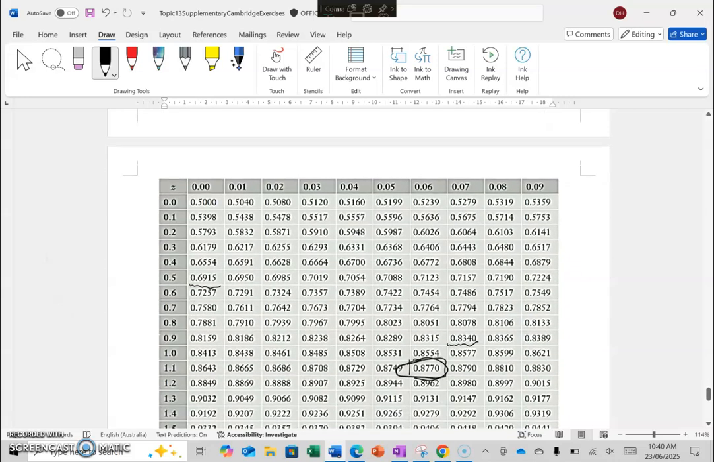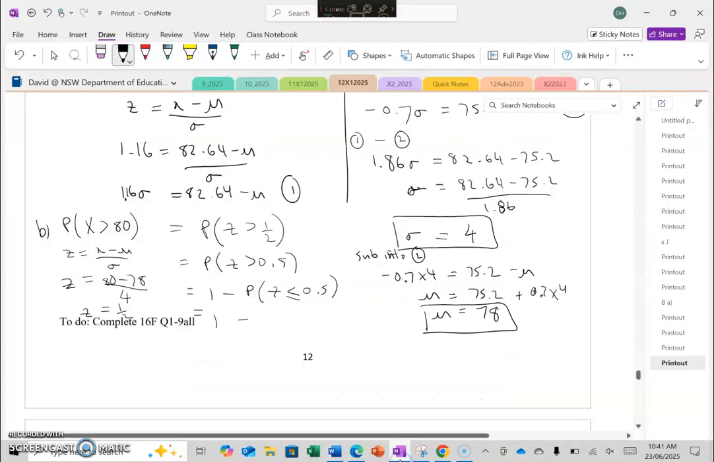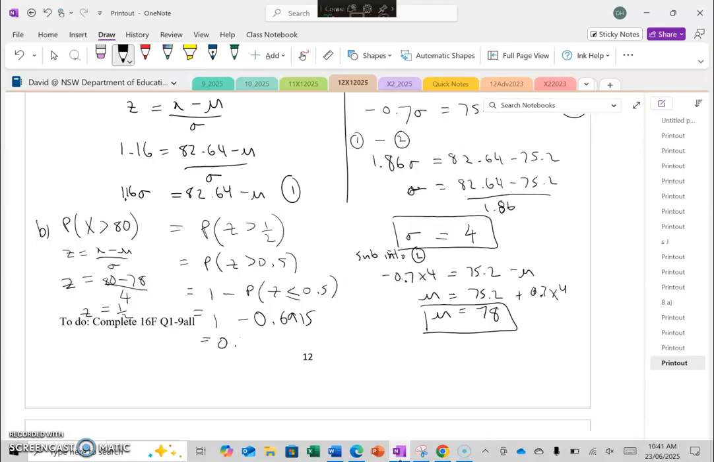0.5. There it is. 0.5 is 0.6915. And then you get your answer, which should be 0.3085, or 30.85%. So that's the answer to B.